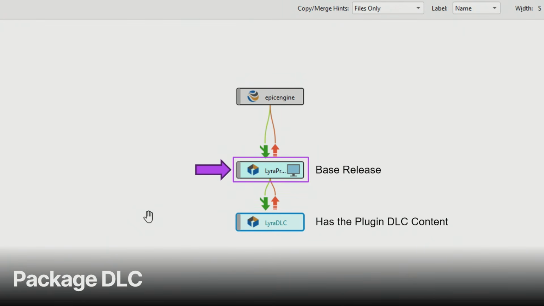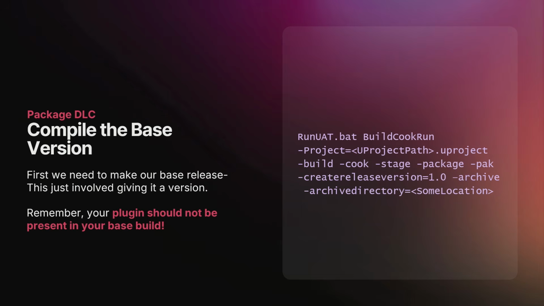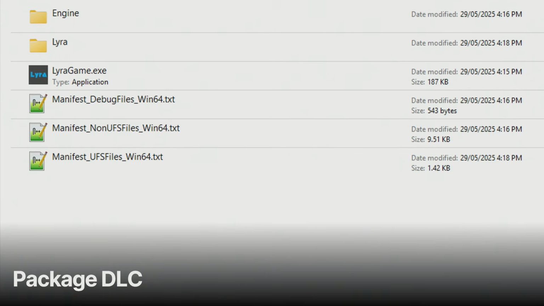First, we need to package our base game and give it a release number our DLC can reference. So let's go ahead and open our base stream for now, and we're going to package our build. This is nothing too crazy. We're just using build, cook, run. It's got all the usual trimmings. But note, we are specifying a release version. And this will come up a bit later, and it is essential.